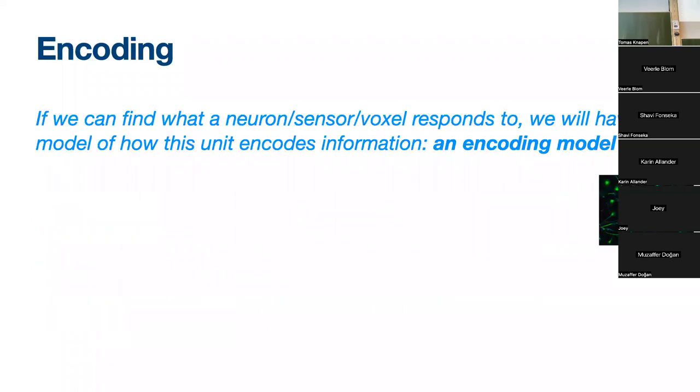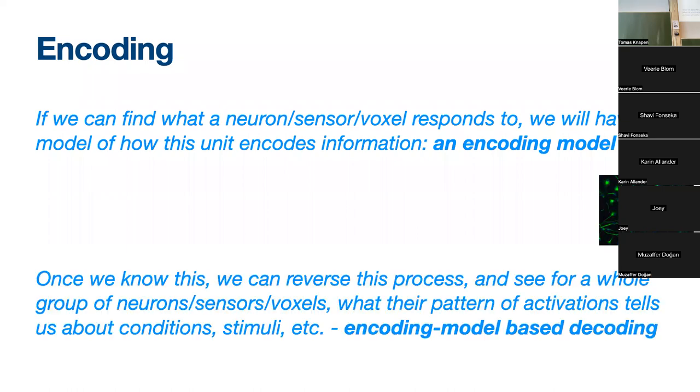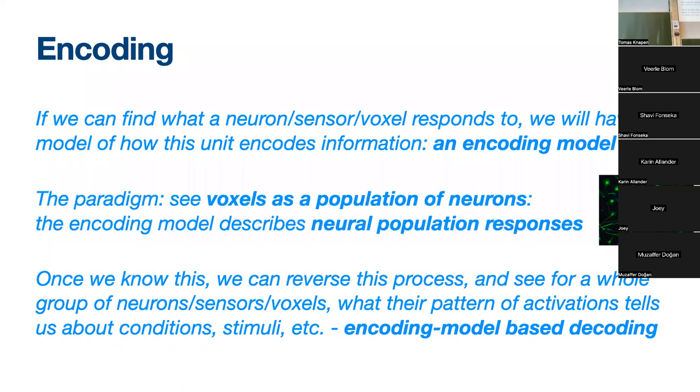So the idea then is we want to understand what happens inside that single voxel. And we want to be able to explain the computations that happen inside the single voxel by using a model. And our model is just going to describe how information is processed by the population of neurons inside the voxel. So it's inherent that we use what we call an encoding model, that is an explicit model about how information is encoded in this voxel.